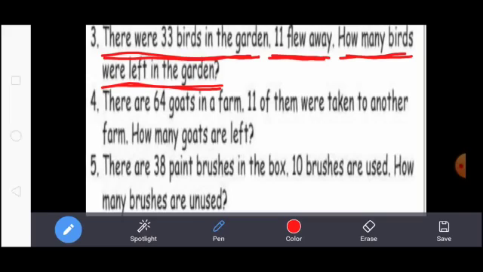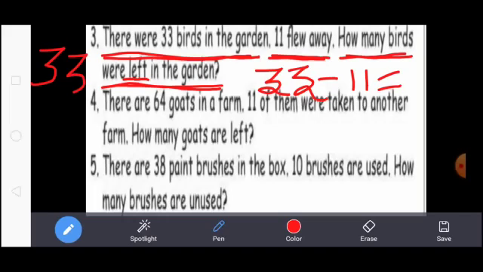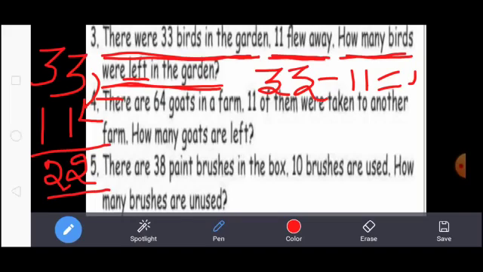There are how many birds in the garden? 33 birds. How many birds flew away? 11 birds. Here keyword given, left. Left means what you do? You do subtraction. 33 minus 11. First you do subtraction in ones place. 3 minus 1, 2. Next you do subtraction in tens place. 3 minus 1, 2. So answer 22. How many birds were left in the garden? 22 birds.